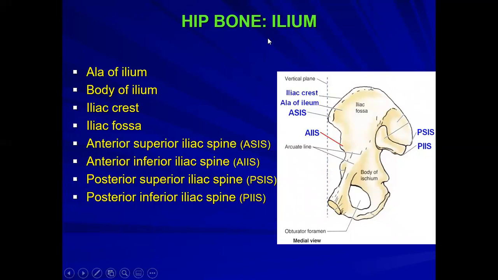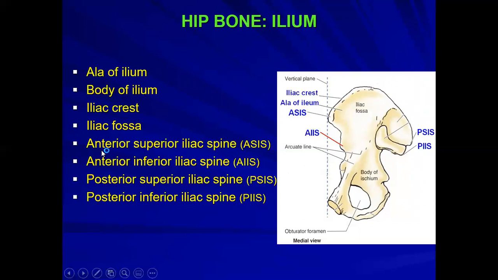Let's start to discuss the ilium first. So this is the ilium. There are several bony landmarks that you have to know that are present on the ilium. We have the ala of the ilium, which is like a wing. It's very broad. Then we have the body of the ilium, around here. Then we have the iliac crest, the rough area, and then the iliac fossa. This area is important for the attachment of the iliacus muscle.